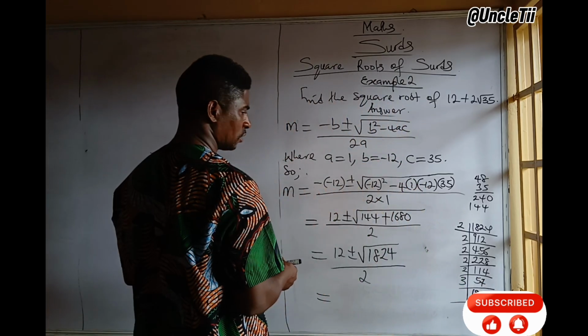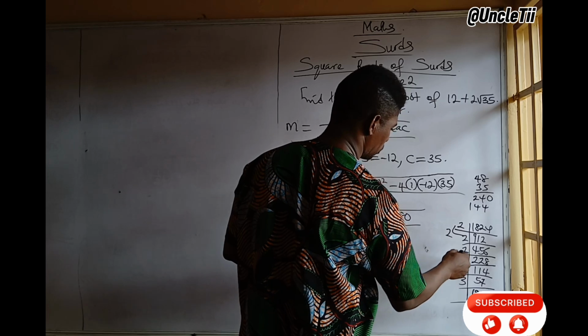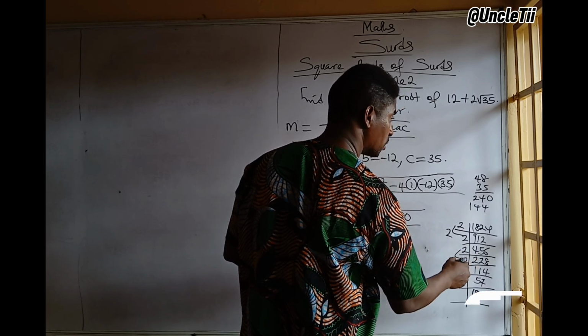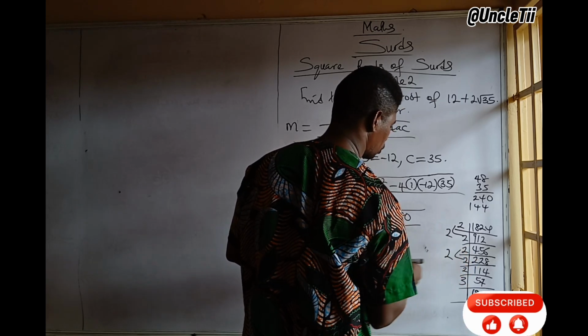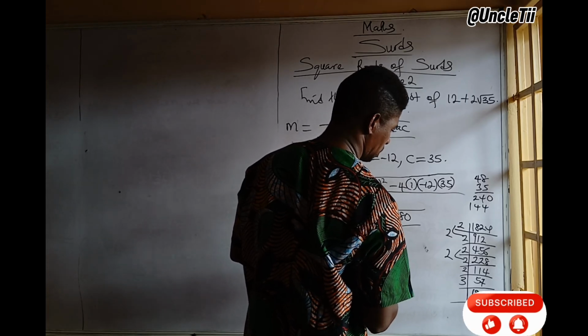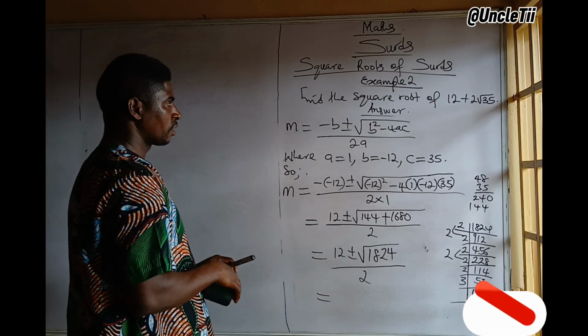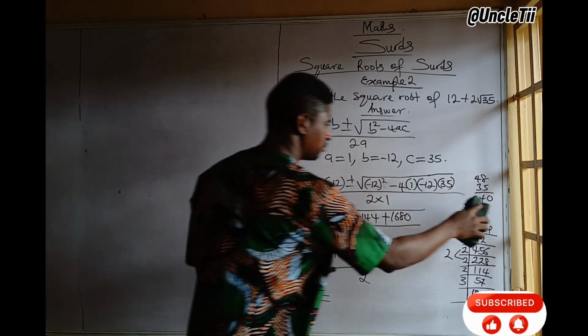Okay. So we have, this is 2. This is 2. Okay. That will be 114. Okay.